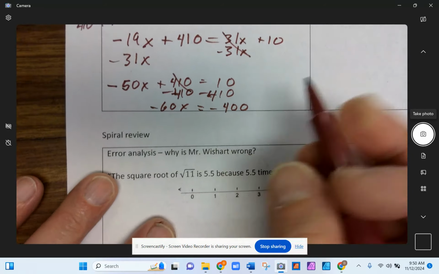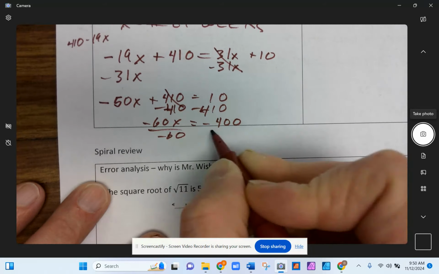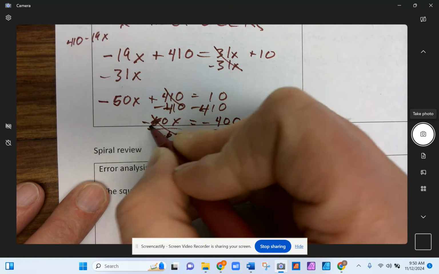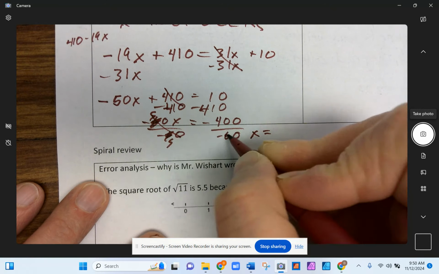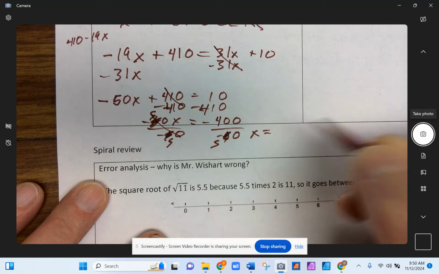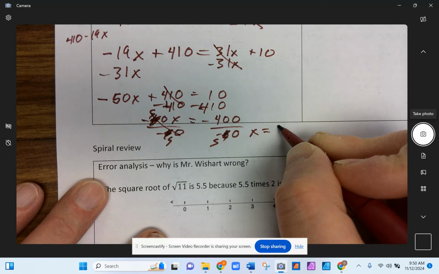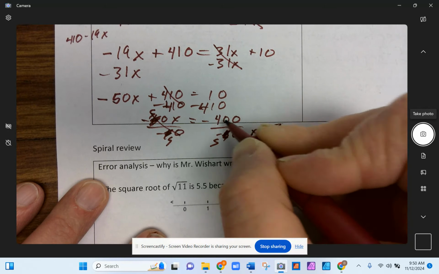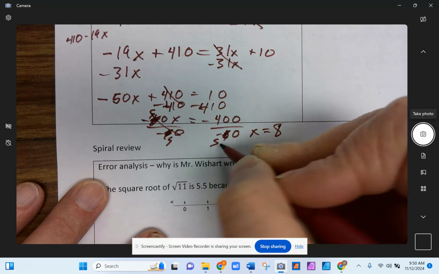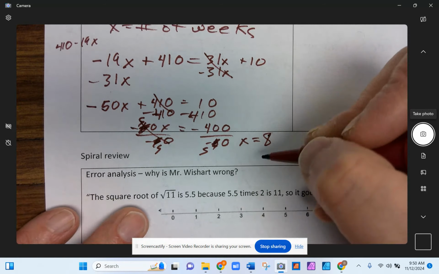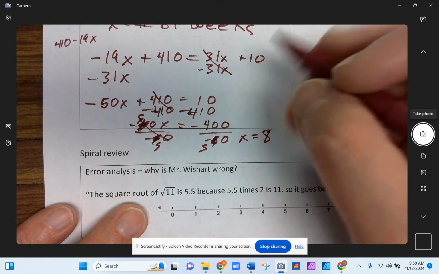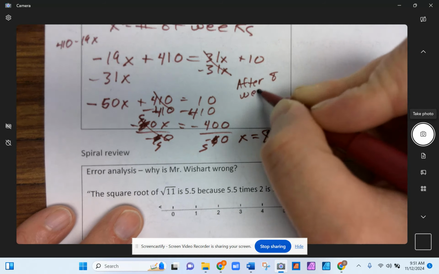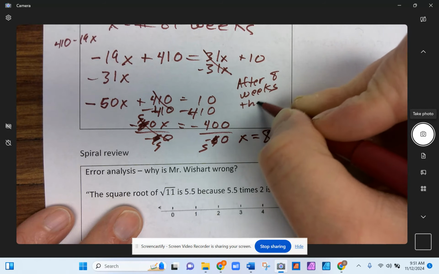And since we have negatives on both sides, I can see that those negatives are going to cancel when I do my division here. So 400 divided by 50 is 8. Because those zeros cancel out, it's 40 divided by 5, basically, or negative 40 divided by negative 5 is a positive 8. So after how many weeks will they have the same amount? We'd say after 8 weeks, they'll have the same amount.